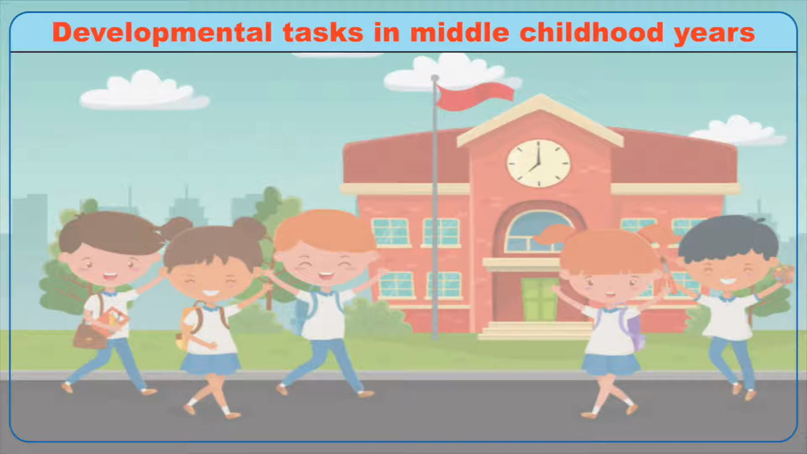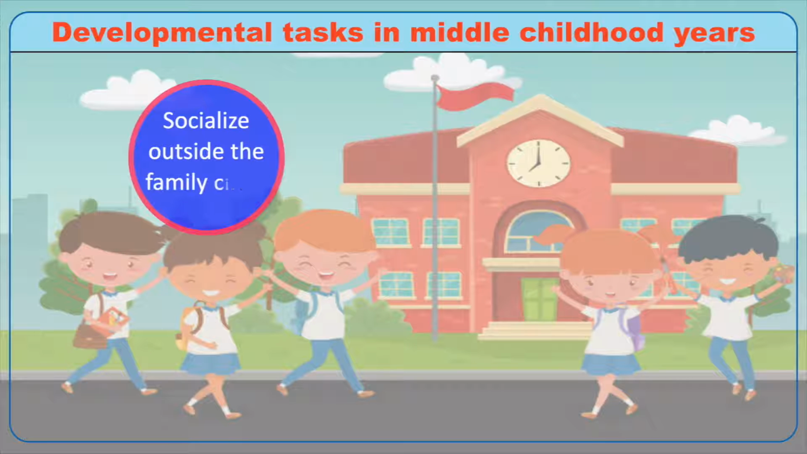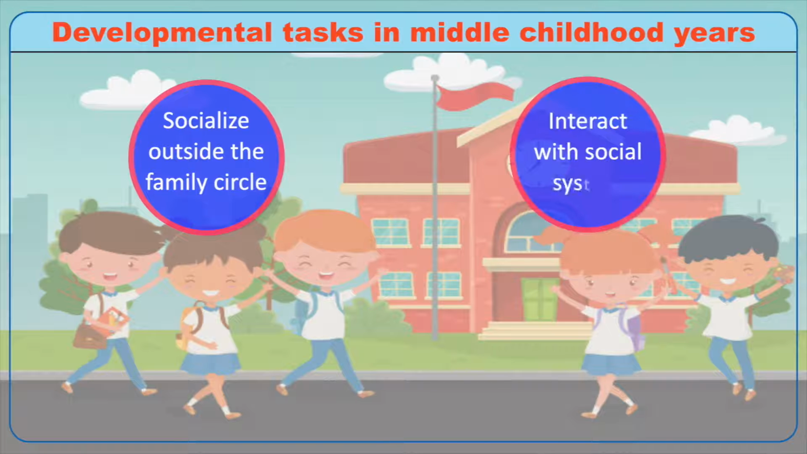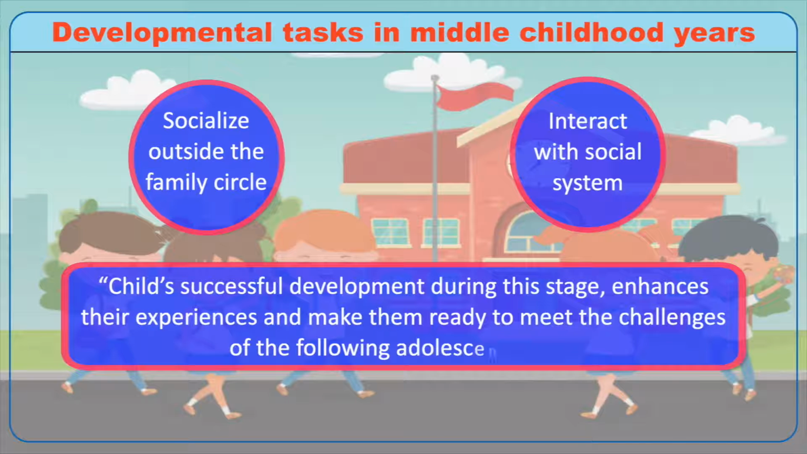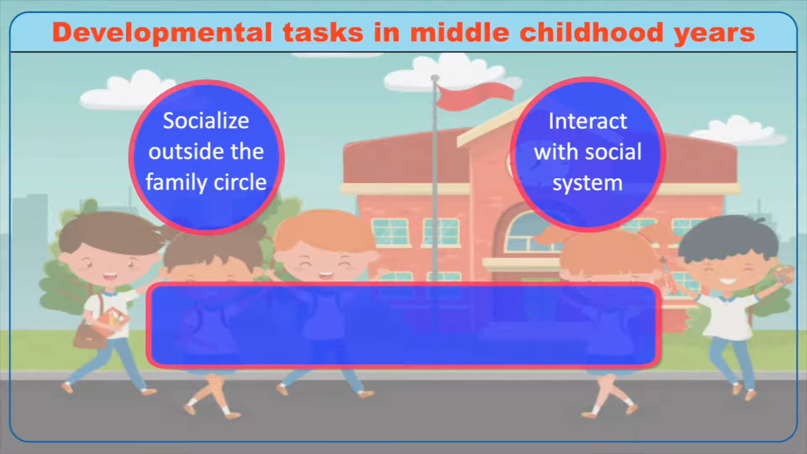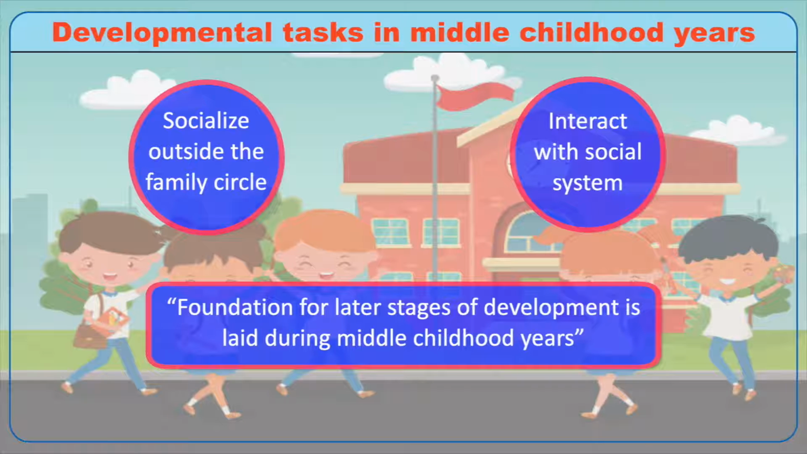During middle childhood years, children start to socialize outside the family circle. They go beyond family boundaries and interact with social systems. Socialization requires social skills, values and patterns which enable successful interaction with peers and the outer world. A child's successful development during this stage enhances their experiences and makes them ready to meet the challenges of the following adolescent years. Therefore, the foundation for later stages of development is laid during middle childhood years.